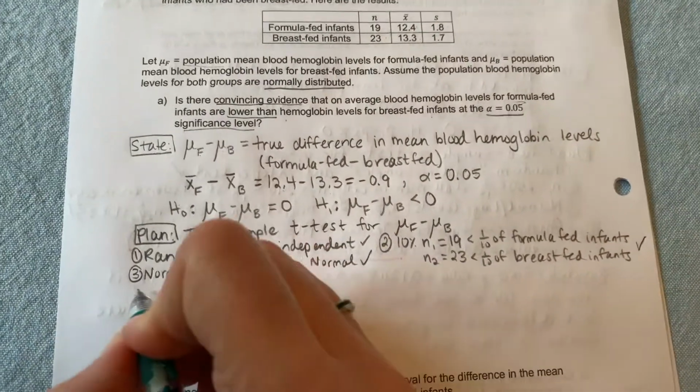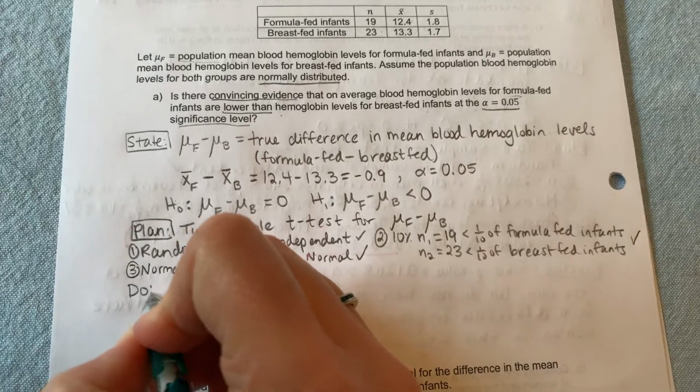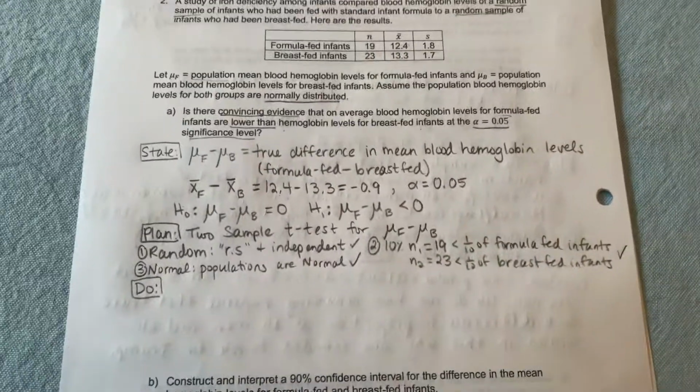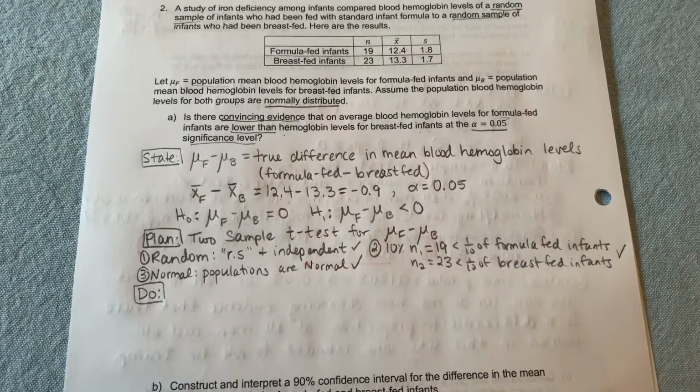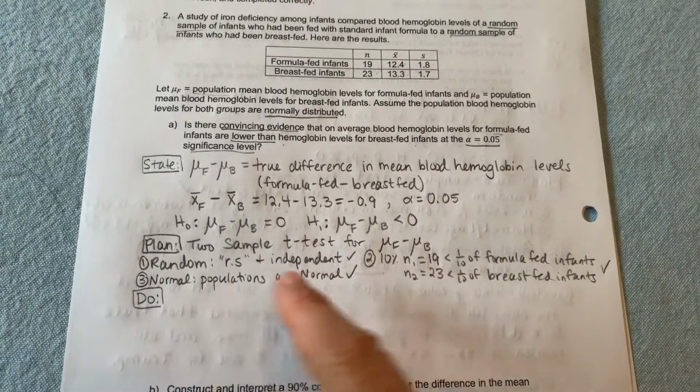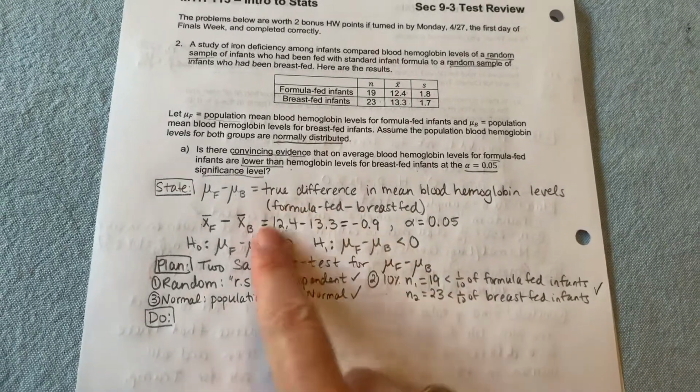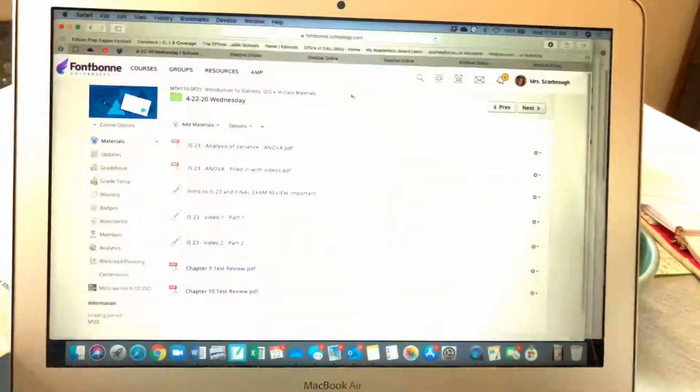Okay, so then we have the do step. And this time I'm not going to actually write down where we're going because this was given to us in our notes. And I think with common sense, you can figure out where we need to go. So we're doing an analysis, we're doing a hypothesis test, and it is a 2-sample test for the difference in means. So let's find that in StatDisk.